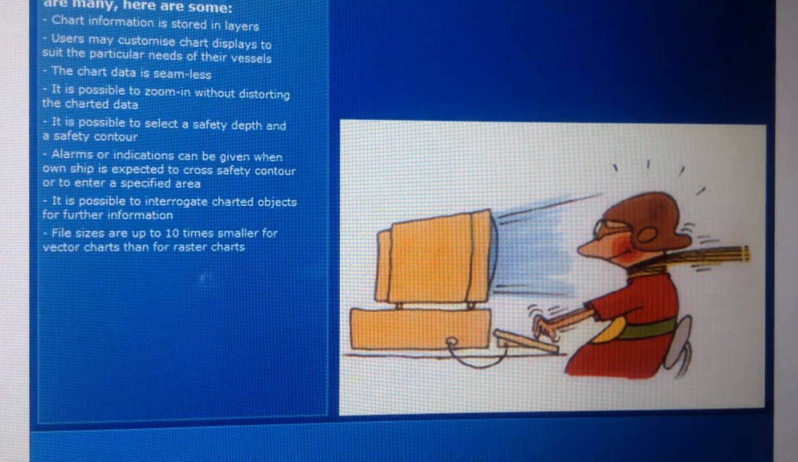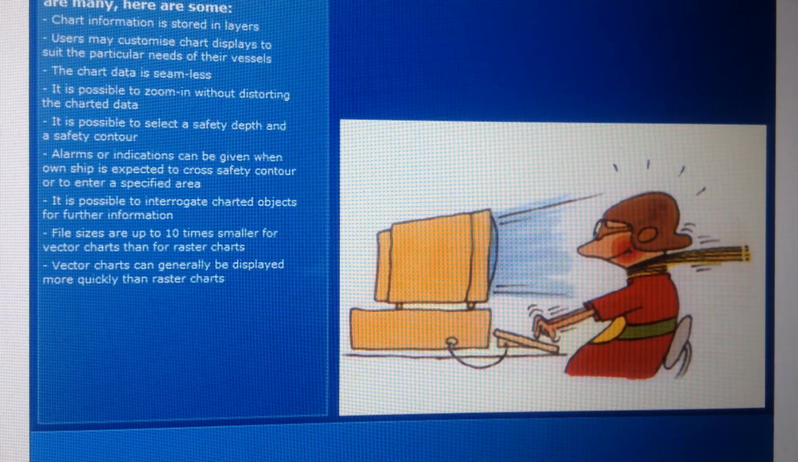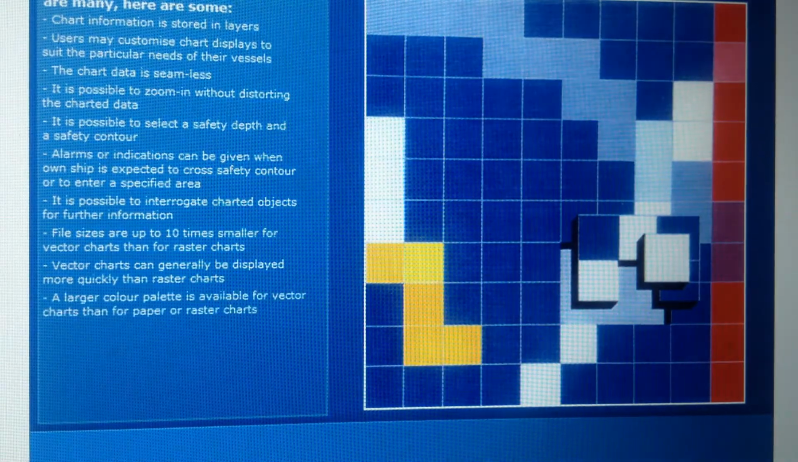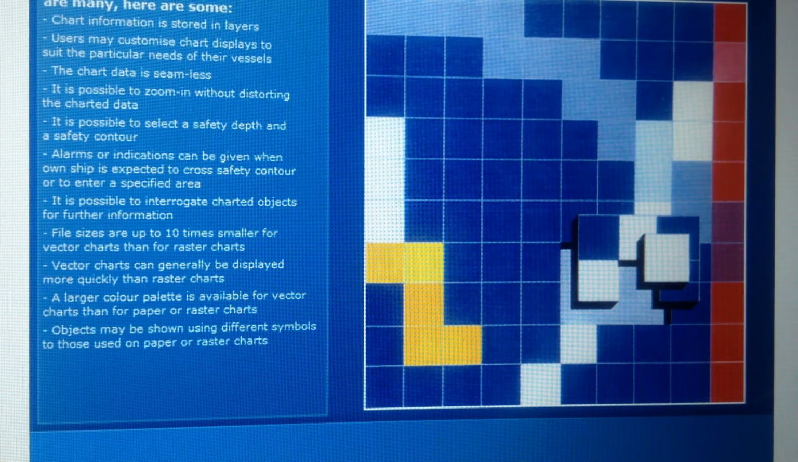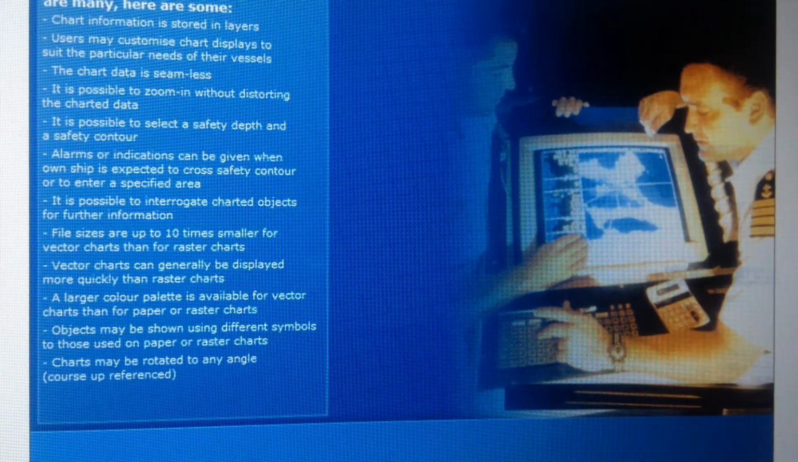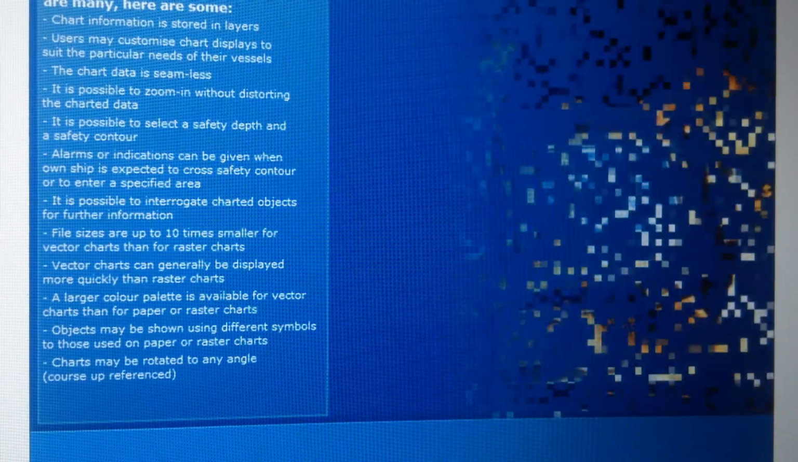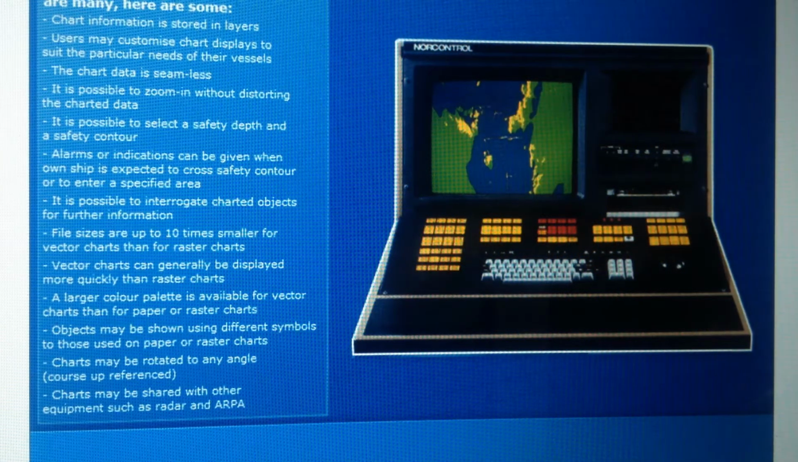File sizes are up to 10 times smaller for vector charts than for raster charts. Vector charts can generally be displayed more quickly than raster charts. A larger colour palette is available for vector charts than for paper or raster charts. Objects may be shown using different symbols to those used on paper or raster charts. Charts may be rotated to any angle. Charts may be shared with other equipment such as radar and ARPA.